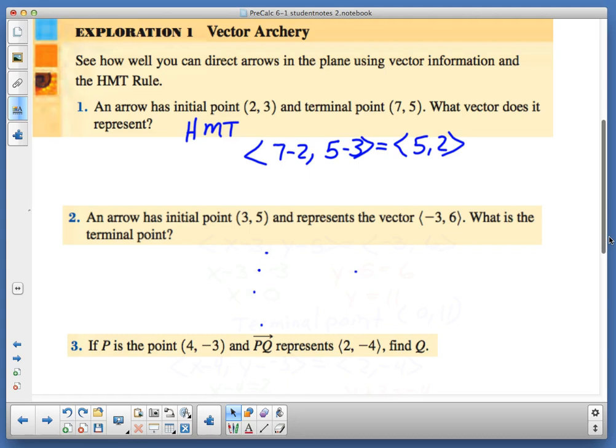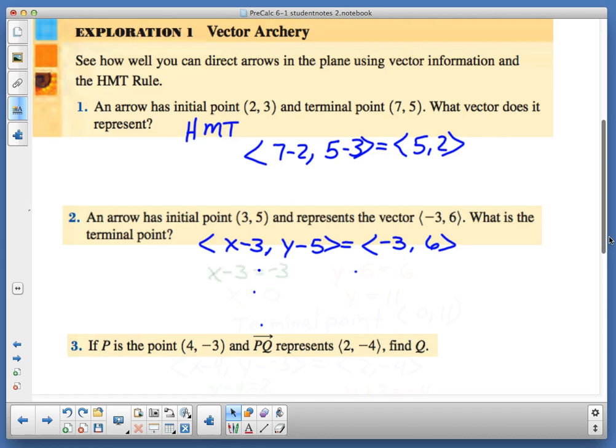The initial is considered the tail. So now in the next one, an arrow's initial point is 3, 5. That's my tail, and it represents the vector negative 3, 6. So I'm missing the head on this one. What's the terminal? I don't know what the terminal point is, but I have my terminal minus my initial, and I'm able to find my vector.